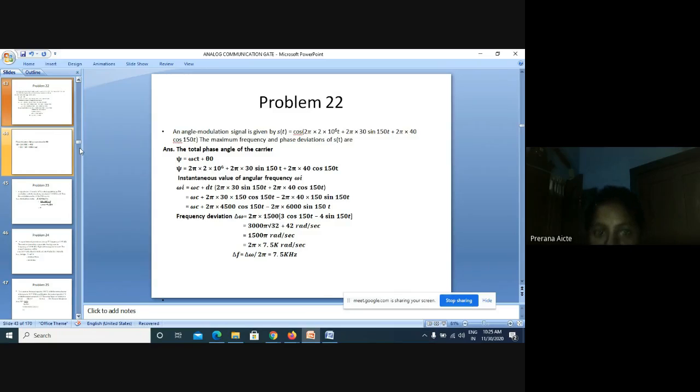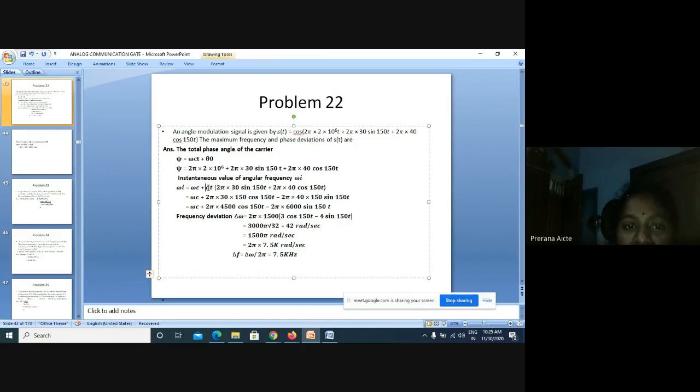If you follow in that same way, first we'll find the instantaneous value of angular frequency omega i. Your omega i will be equal to omega c plus d by dt of the phase. What is the phase here? 2 pi into 30 sine of 150t plus 2 pi into 40 cos of 150t, isn't it?